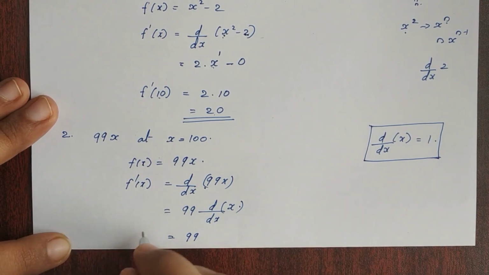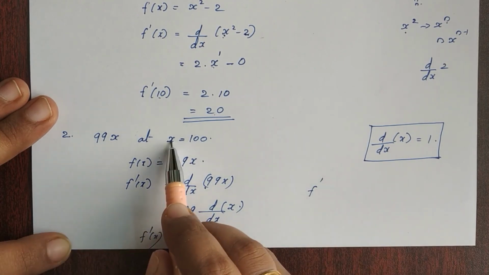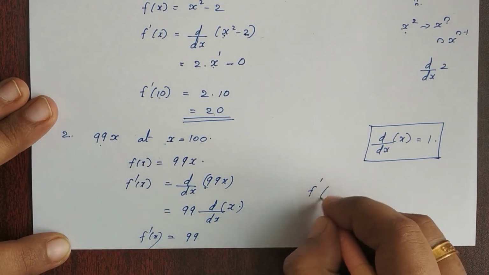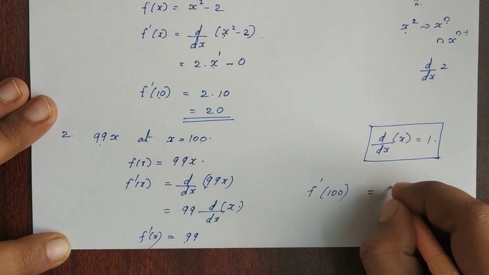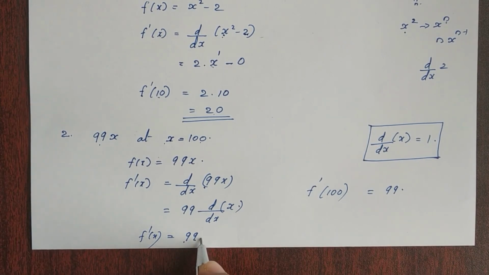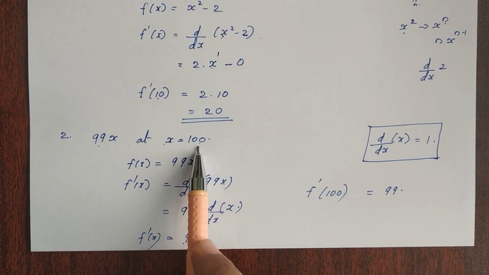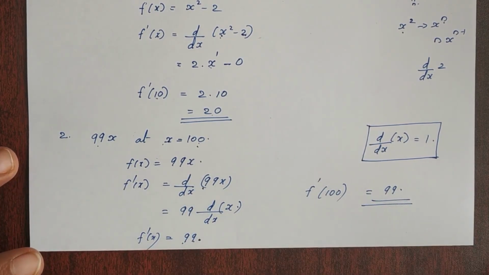So f dash x is 99. The derivative at x is equal to 100, that is f dash 100, is equal to 99, because the right hand side has no x term to substitute. So f dash 100 is equal to 99.